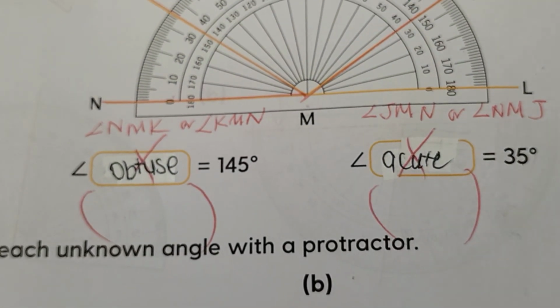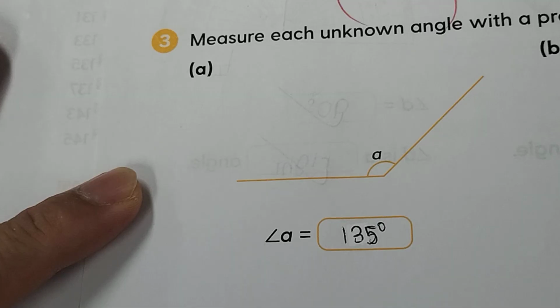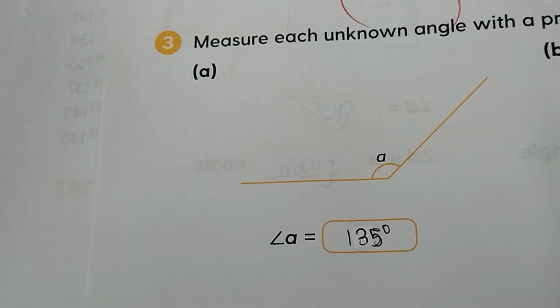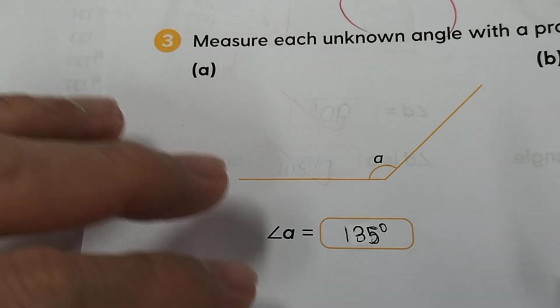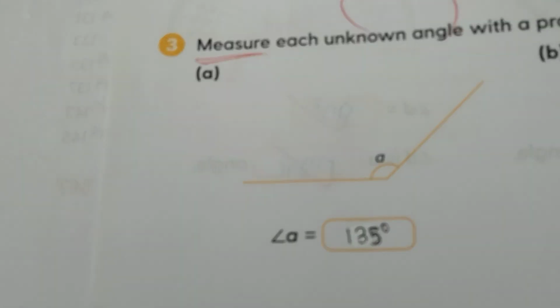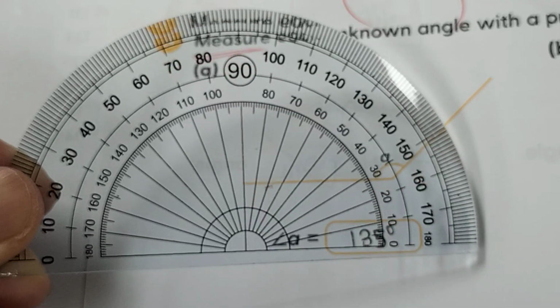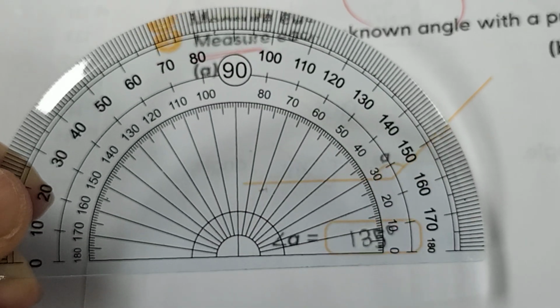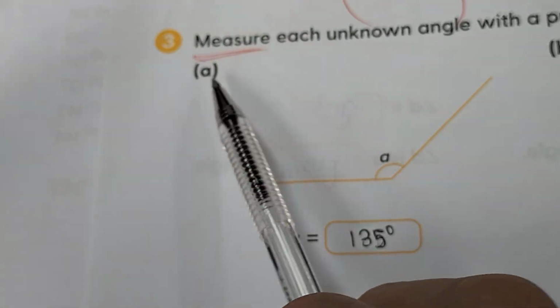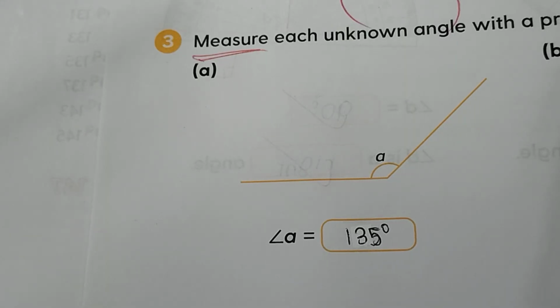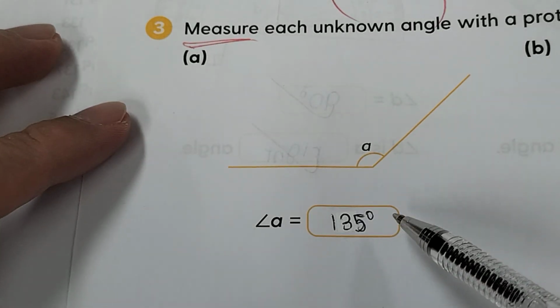Now, let's go to the last part. The earlier questions asked us to name angles and find angles, but here it is measure. When I talk about measuring, you've got to use an instrument or tool, something like a ruler or a protractor. That's why you've been reminded to bring a protractor since last week. Now, measure each unknown angle with a protractor. So this is a protractor.